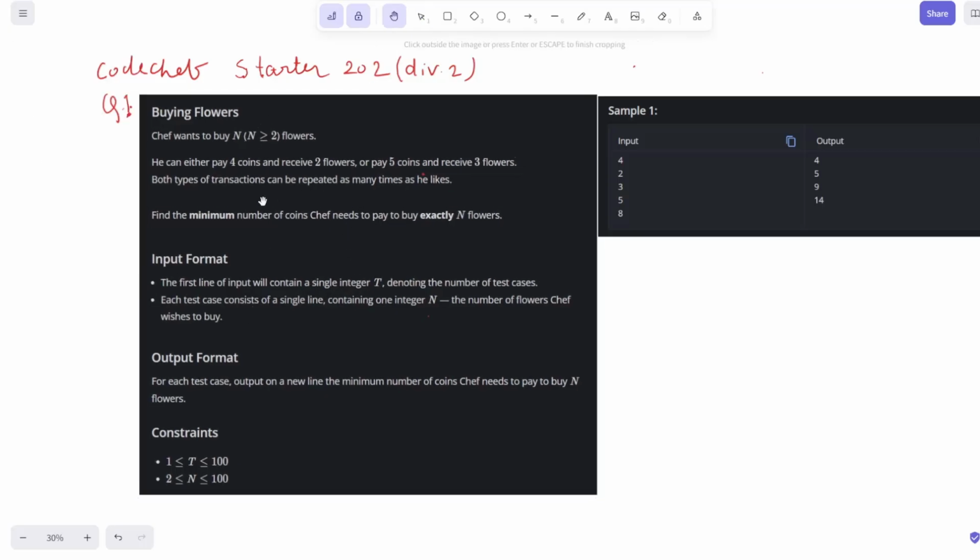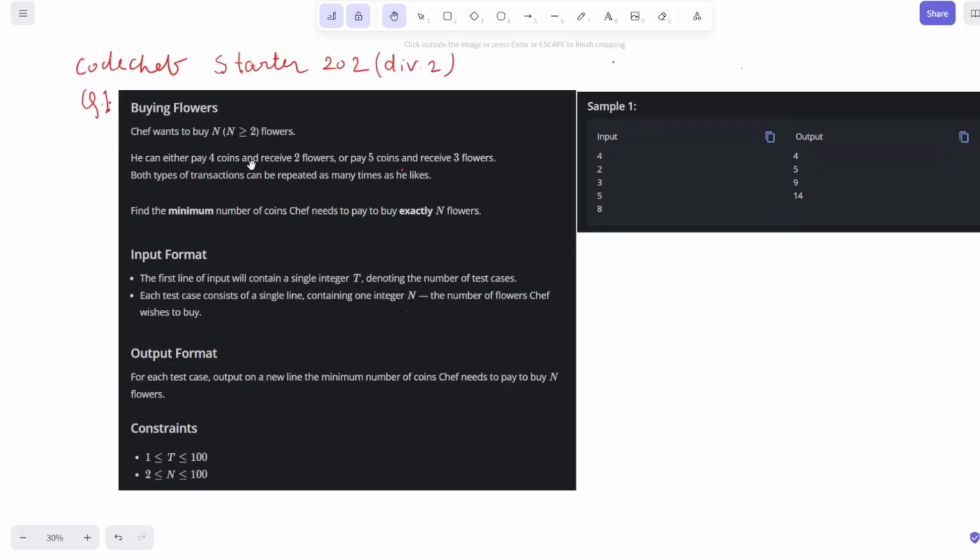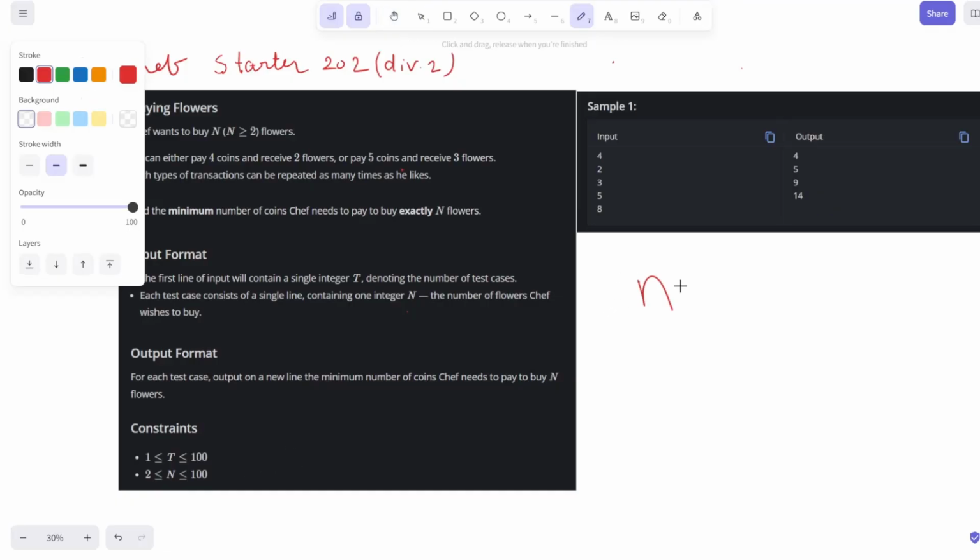The problem says, Sam wants to buy flowers. He can either pay 4 points and receive 2 flowers or pay 5 points and receive 3 flowers. Both types of transaction can be repeated as many times as he likes. We need the minimum number of points Sam needs to pay to buy exactly n flowers. The constraint for n is that it can go from 2 to 100.